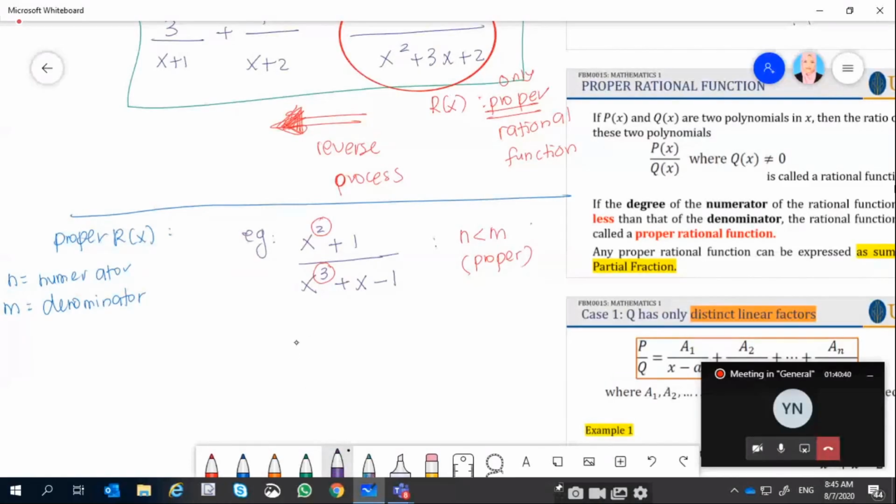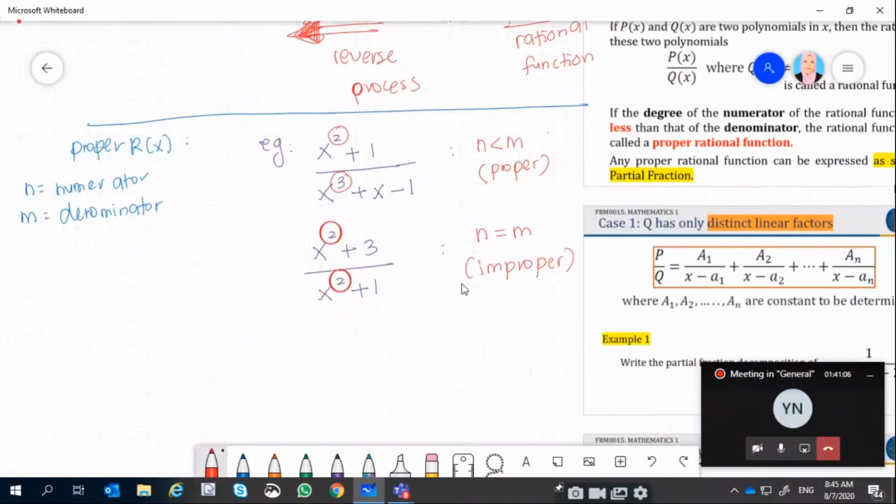Okay, I'll give you another example. (s squared plus 3) divided by (s squared plus 1). Improper. Yes, improper. When it shares the same degree, when n equals m, it is an improper rational function. So you cannot directly express it into partial fraction. You have to reduce it into proper first, then only you can convert to partial fraction.